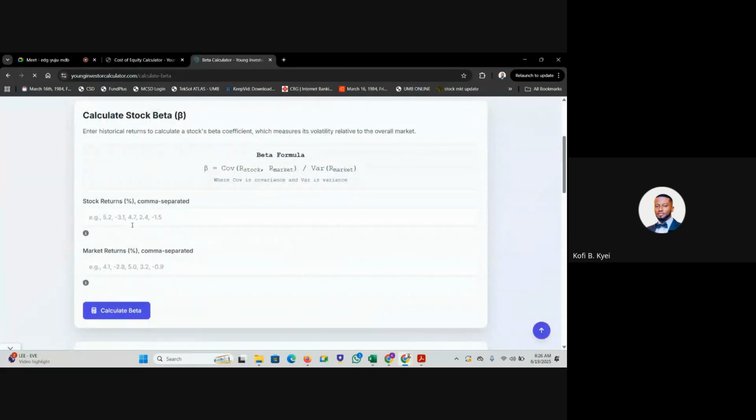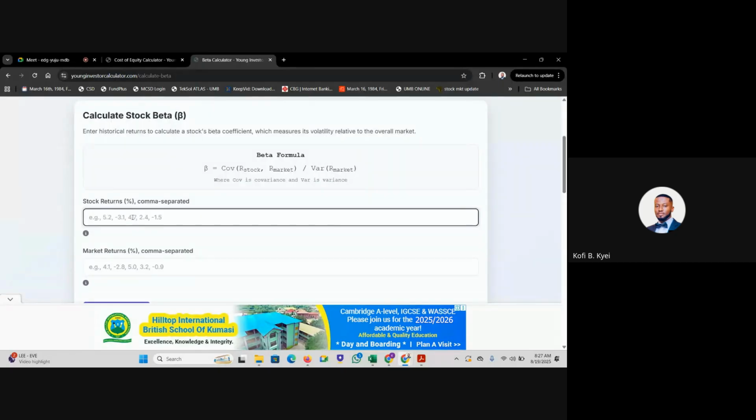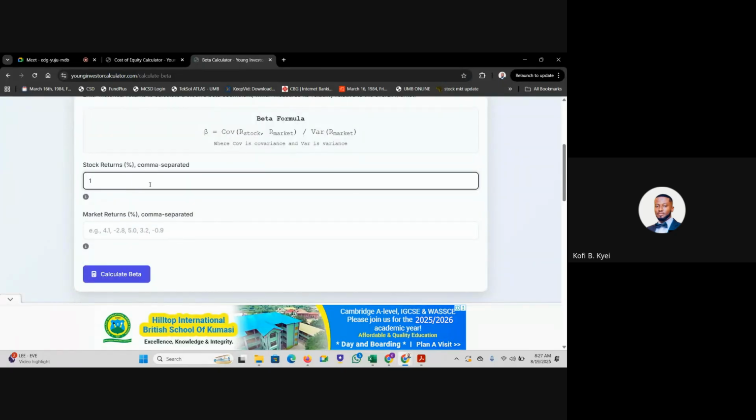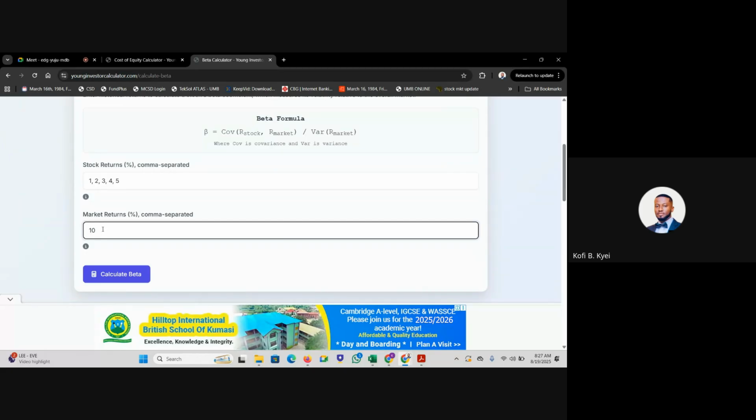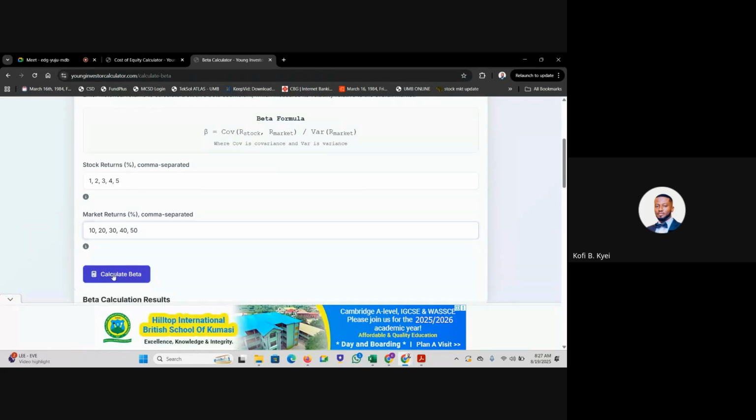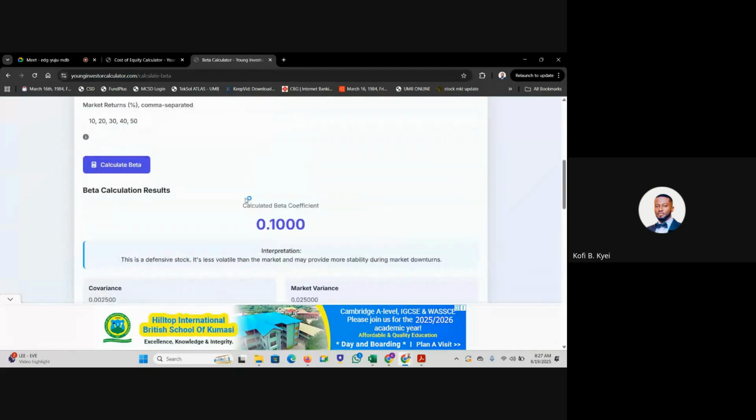Okay, so with this one too, when you put in your figures, everything: 1, comma, space, 2, comma, space, 3, comma, space, 4, comma, space, and then 5. This comma has to be close to the figure. Then 10, 20. These are just some scenario figures that I'm giving. 50. Okay. So there's the beta.